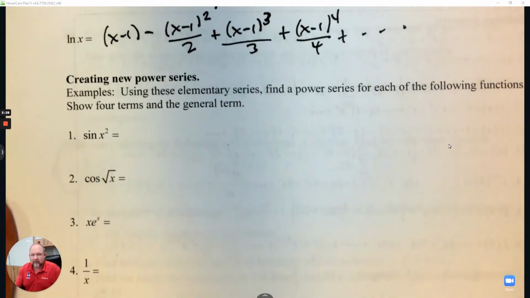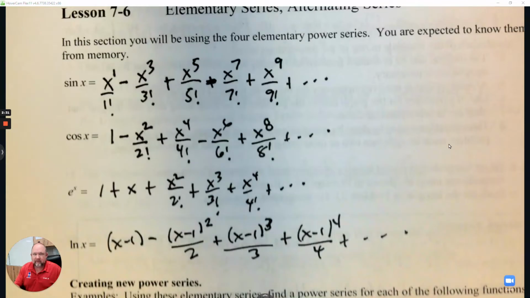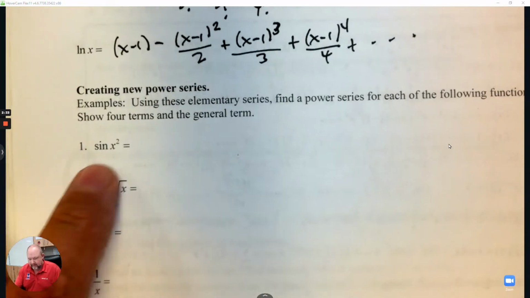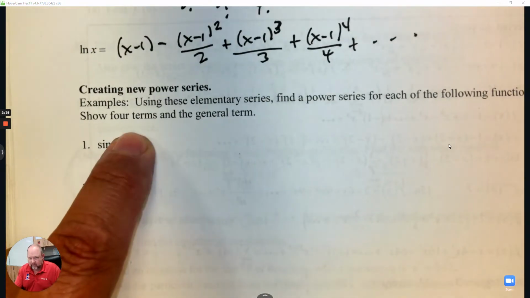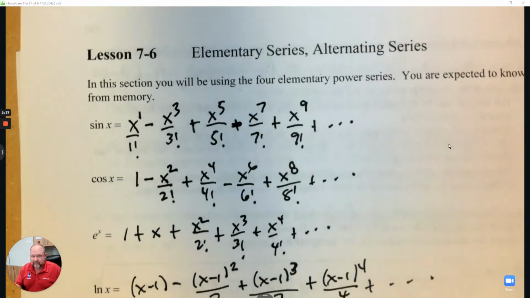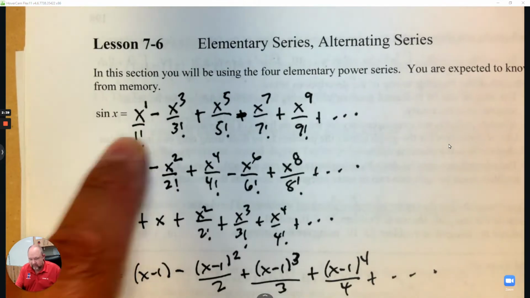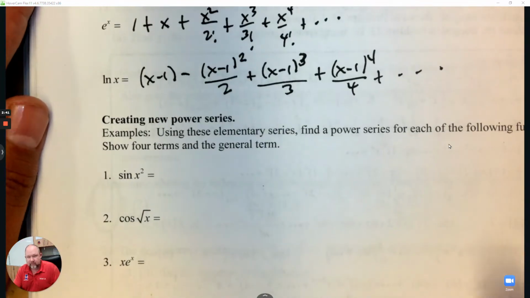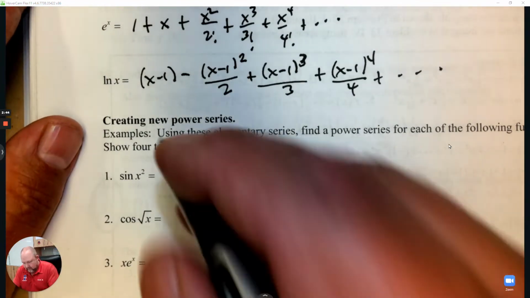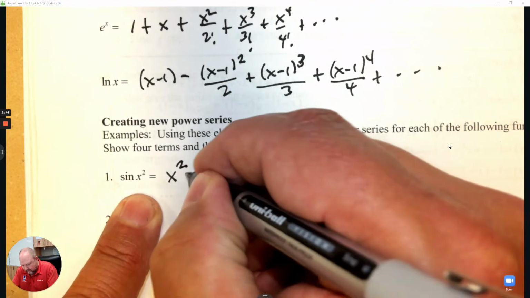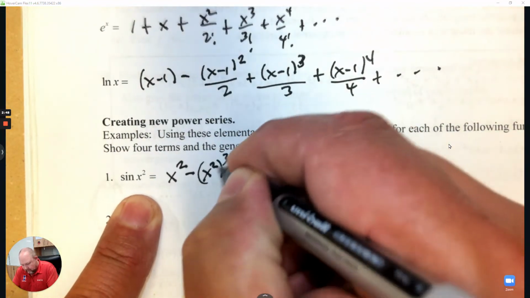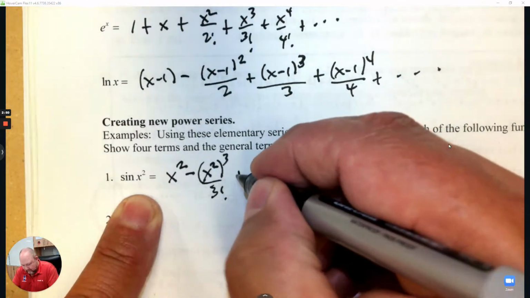So what happens when we want to create a new power series based on these 4 that you memorized? So what's sine x squared? So if I know sine, then wherever there's an x, you're going to take all of that and replace it with x squared. So instead of x, it'd be x squared minus x squared cubed over this, and you just follow that pattern.